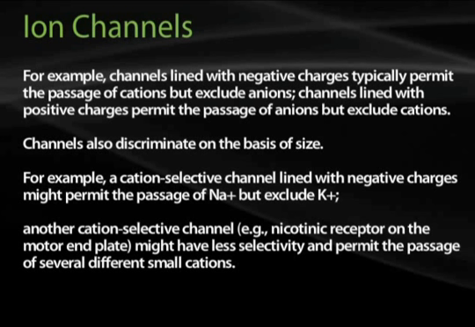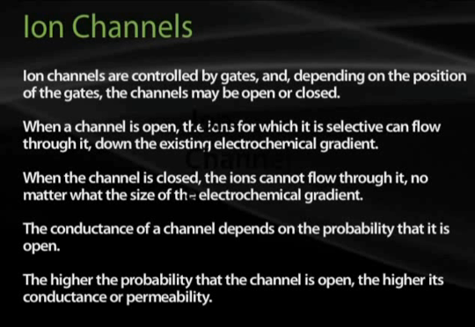Channels also discriminate on the basis of size. For example, cation-selective channels lined with negative charges might permit the passage of sodium, but exclude potassium. Other cation-selective channels, for example, the nicotinic receptor on the motor end plate, might have less selectivity and permit the passage of several different small cations.